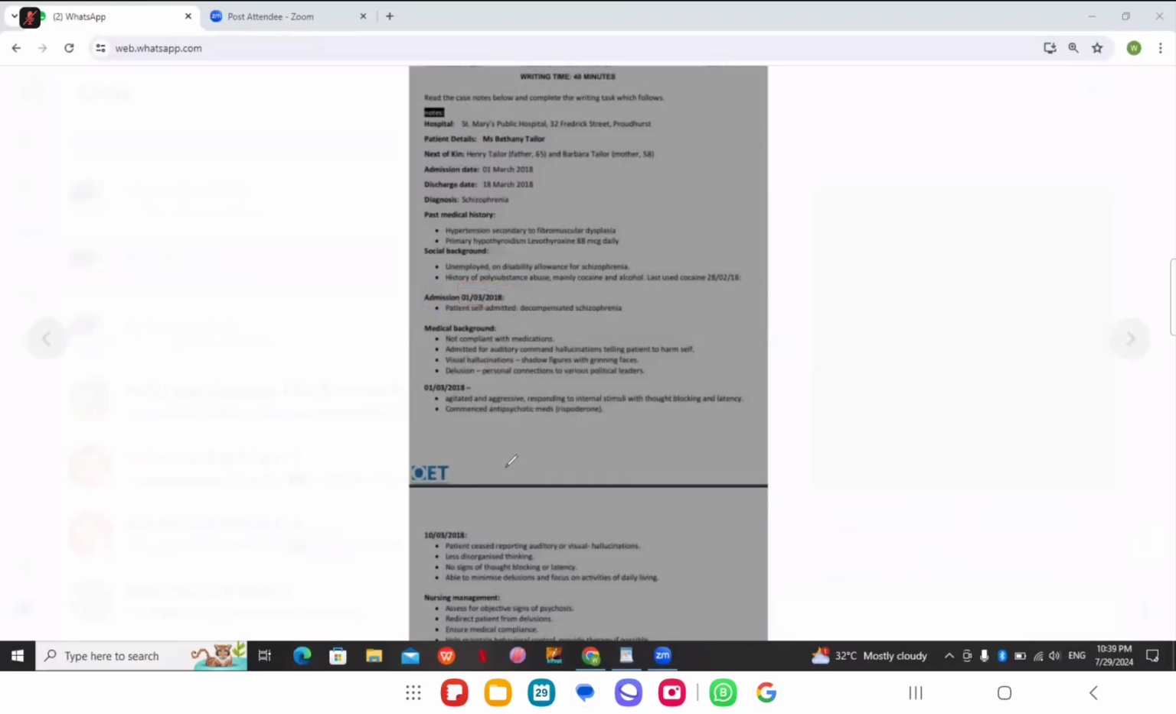Now, next, this is the first visit. It means the first visit when the patient presented to me, not the visit of today, right? Then after this, if you see, they have given this date, 10/03/2018. What happened here? She presented to me with these symptoms.